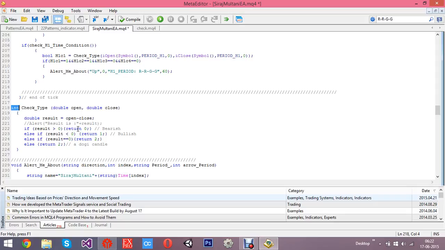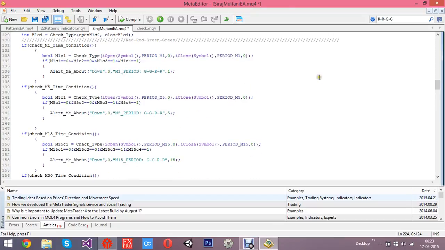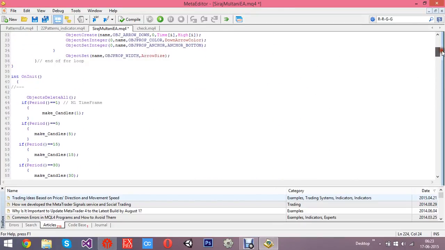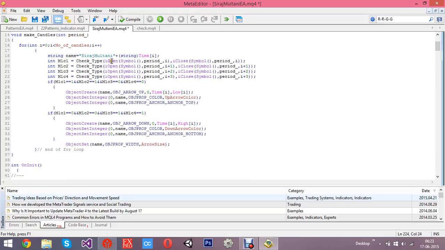If I return 0, that means false, it's a bearish candle, and if I return 1, that's a bullish candle. If the result is equal to 0, that's a doji candle, and I return 2, or elsewise if all this fails, then also return 2. That means it's not included in bearish or bullish candles. So what we have over here is that we send the open and close price to the function, and it returns whether the current candle is a bearish or a bullish candle.